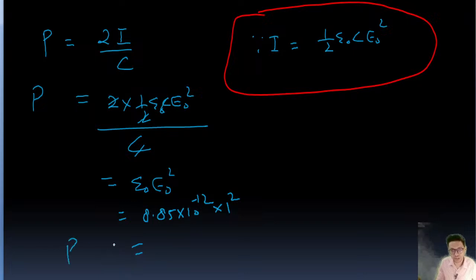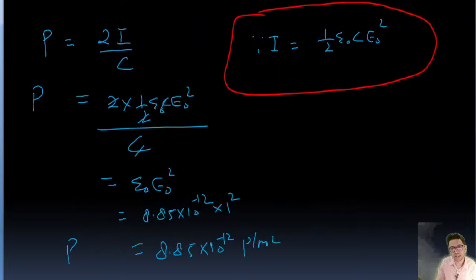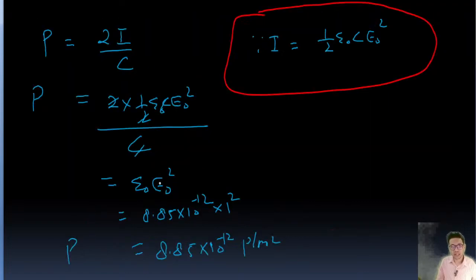So the pressure is going to be 8.85 into 10 to the power minus 12 Pascal, the unit being Pascal. So the answer is 8.85 into 10 to the power minus 12. I hope, guys, you have understood it.